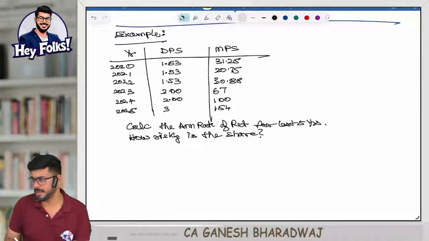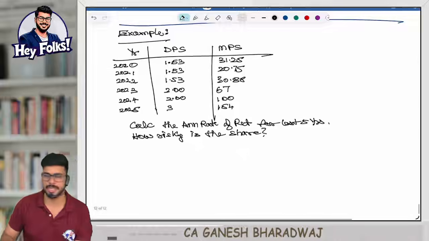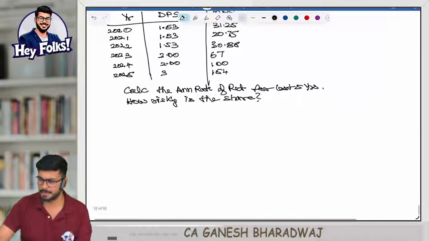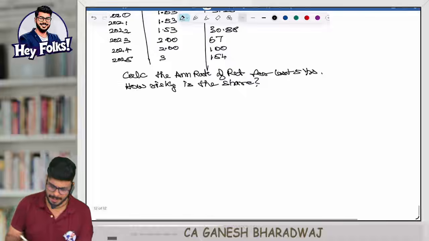What is the meaning, guys? How risky is the share? What are they asking you to calculate? Standard deviation. Is this clear? Have you guys noted it down? Right? Shall we get started? Okay.